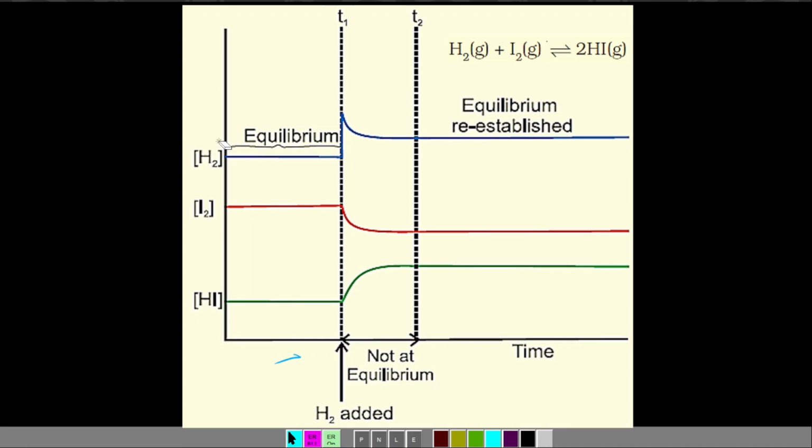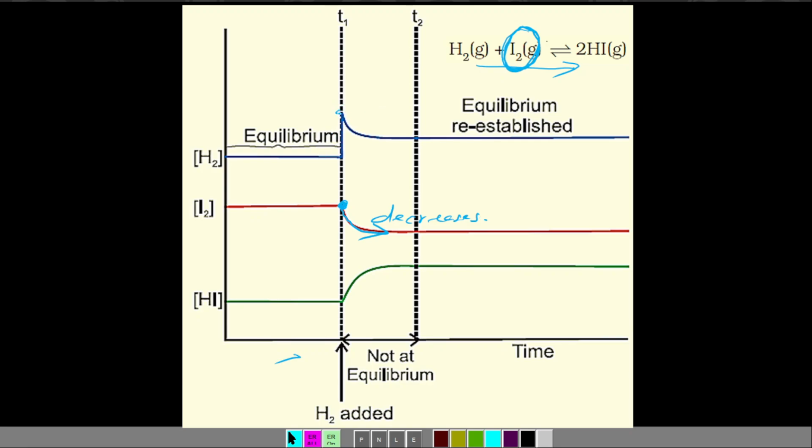But suppose at equilibrium, I increase the concentration of hydrogen. Remember, I'm not touching anything else. I'm saying just increase the concentration of hydrogen. What will happen? To reduce the concentration of hydrogen, the reaction will go in the forward direction. If the reaction goes in the forward direction, the concentration of I2 will start decreasing because it will start getting consumed. So whatever concentration of iodine was there, it will start decreasing. Hydrogen will also get consumed.